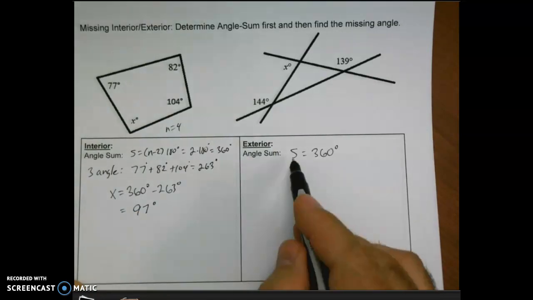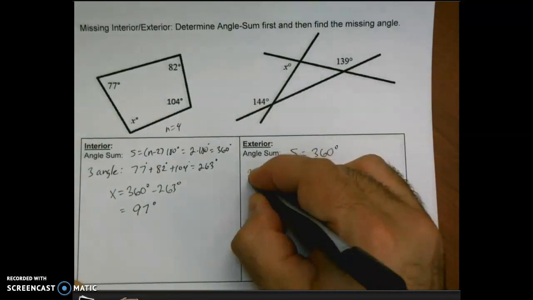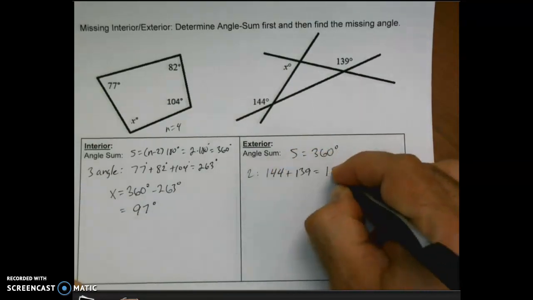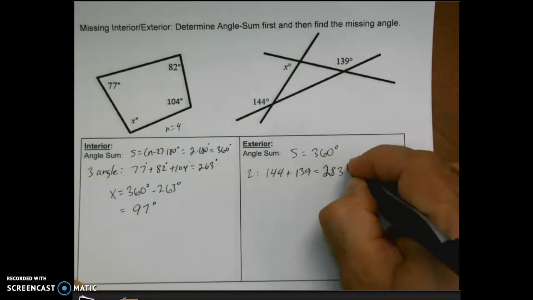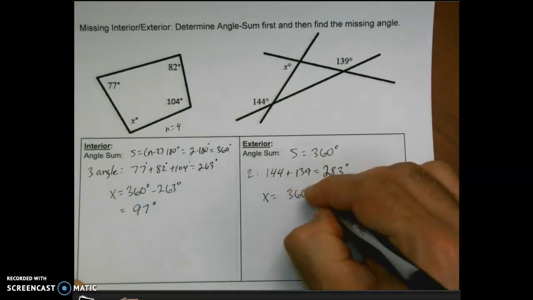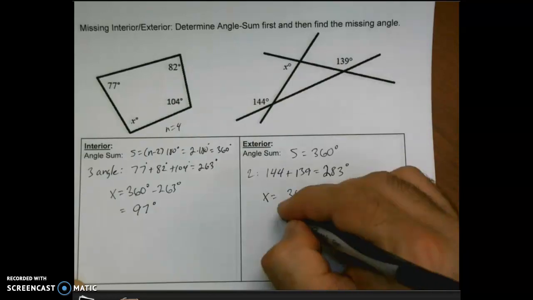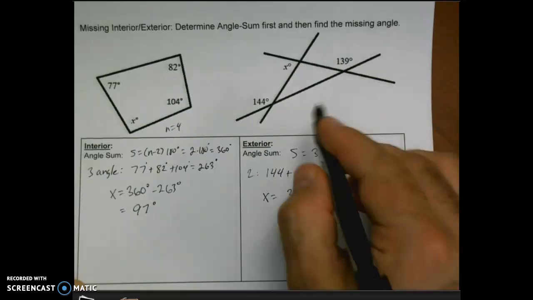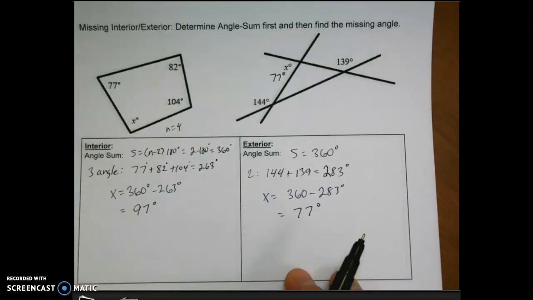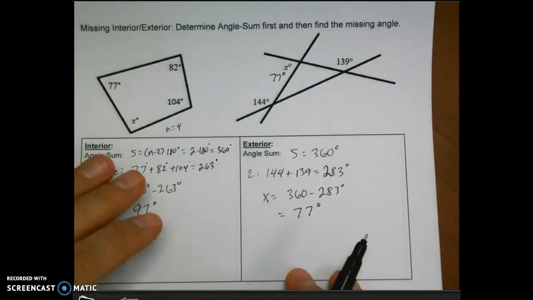So putting this together, I've got three angles. I know two of them are 144 plus 139. If I add those together, that's 283 degrees. So my third angle would simply be 360 minus 283 degrees, which is 77. So this angle here is 77 degrees. And that's how you find, if you know three angles and you want to find the fourth, or two angles and you want to find the third, or five angles and you want to know the sixth, you can do it that way. We're going to look at one example.